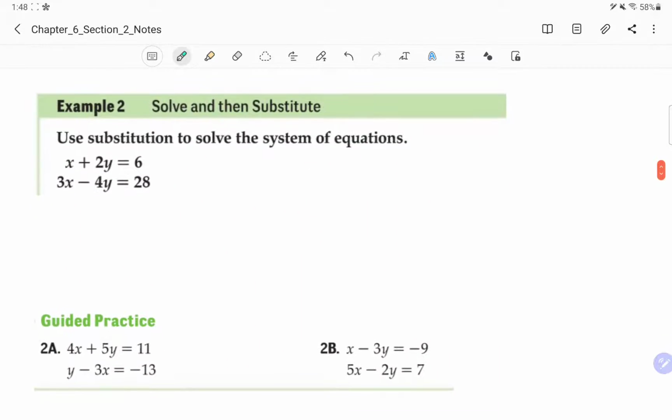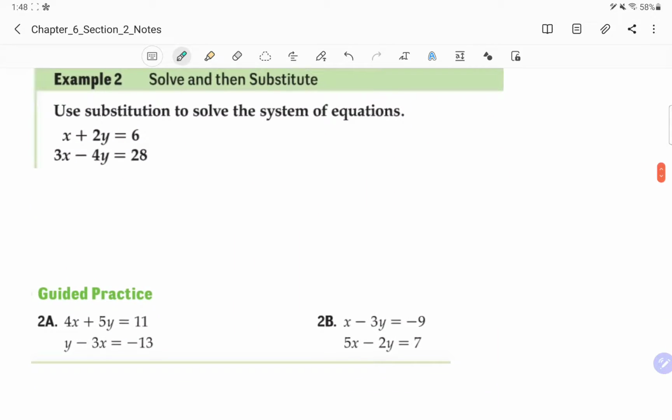If you go down to example 2, we're going to solve by substitution. The only difference is you don't have one that's already solved for y, so you're going to have to do that. You can either solve for y or you can solve for x. It doesn't really matter which one you want to solve for, but I'm going to do this first one.